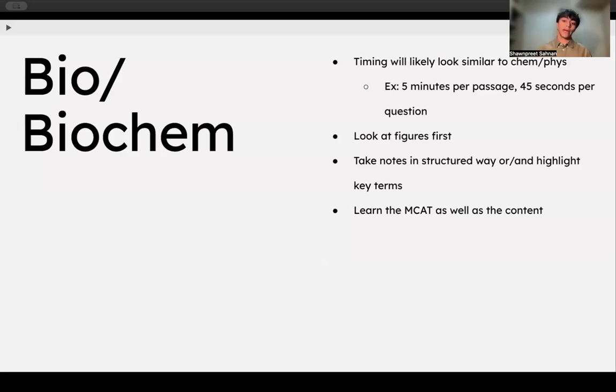Again, here, learning the MCAT as well as the content is super important. You just want to know what the test is going to expect from you. It's going to help you take notes. It's going to help you analyze the passage better. You're not going to read all the extraneous stuff. You're going to read what you need to know.